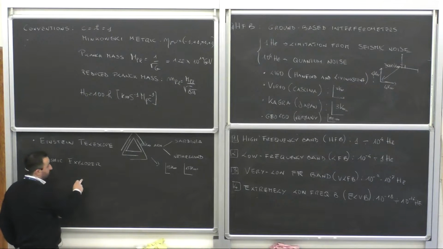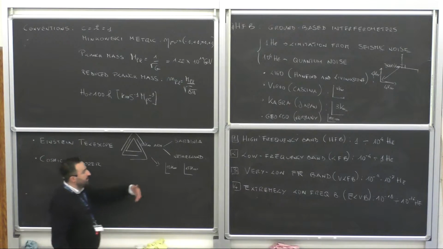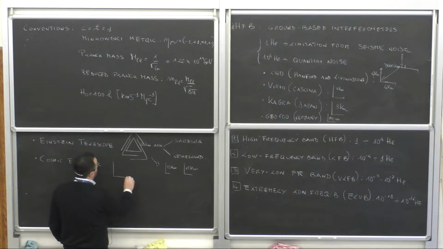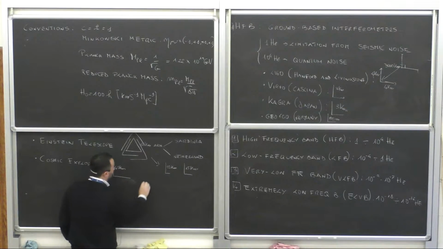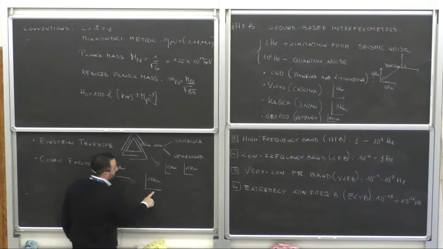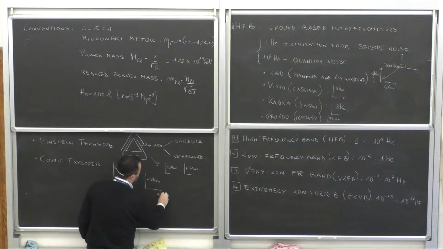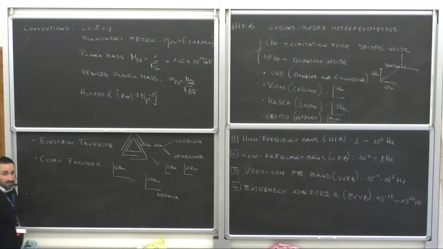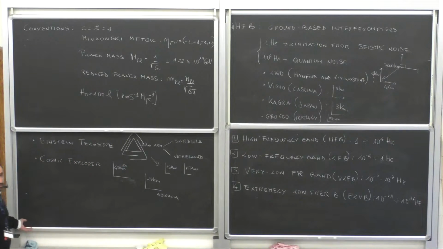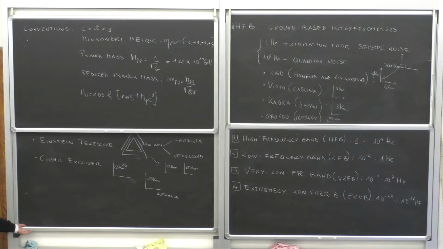Then we have Cosmic Explorer. Cosmic Explorer, as you can imagine, is the advanced version of LIGO. There should be 2 interferometers, one of 40 kilometers and one of 20 kilometers, one in the US and the other one in Australia. And I think this closes the panorama of the ground-based detectors.